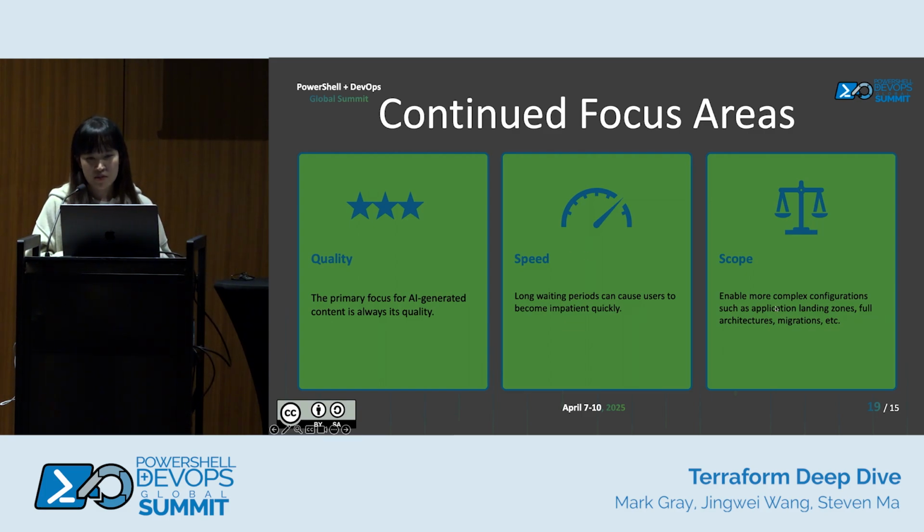And the third aspect is that we want to enable the Copilot to support more complicated, more advanced scenarios. For instance, the application landing zone, supporting the full architecture instead of just a segment of your architecture. We also want to support the migration process if you want to migrate from other cloud platforms to Azure, or you want Terraform to take over your existing infrastructure. For all those more complicated scenarios, we want our Copilot to be of help. And these areas are all on our radar now.